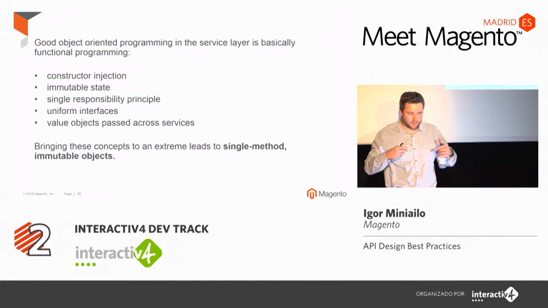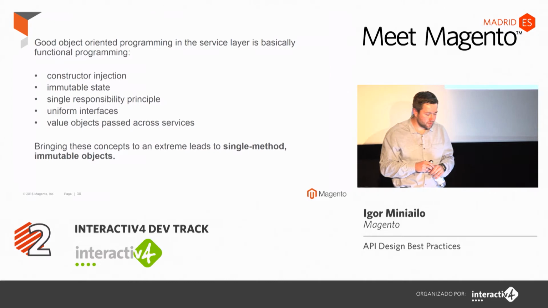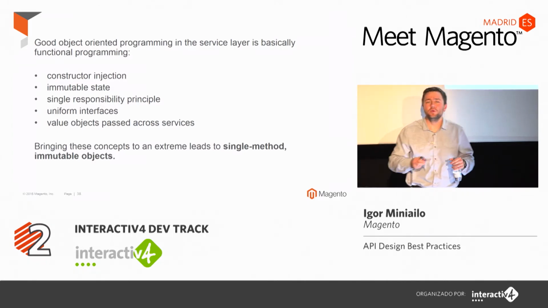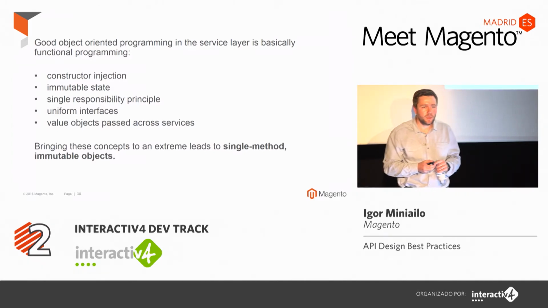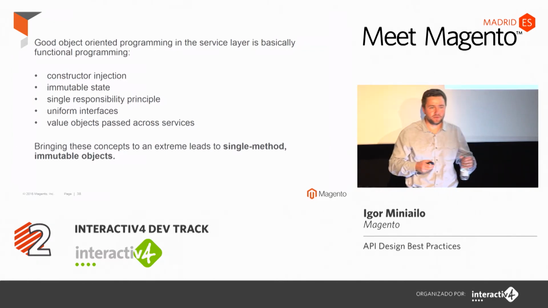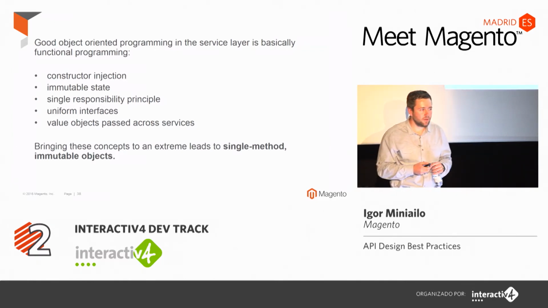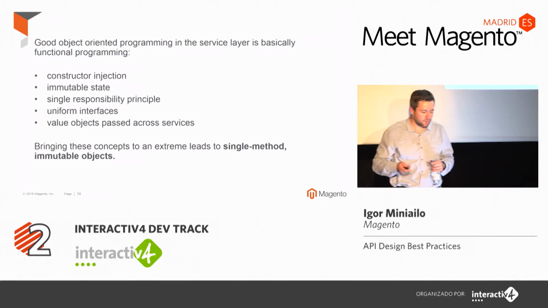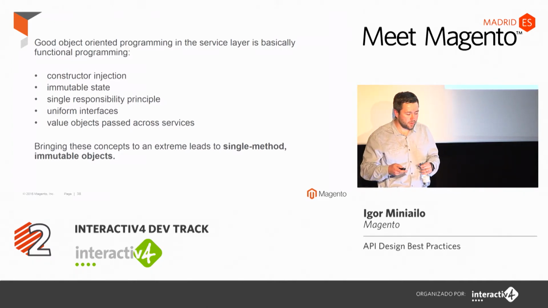So taking all that into account, we come to a single method immutable object. And actually, a single method immutable object is not a new idea. We have functional programming, where that idea has existed for many years. And there is such an entity as a functor, or functional object. So we are pretty close here.